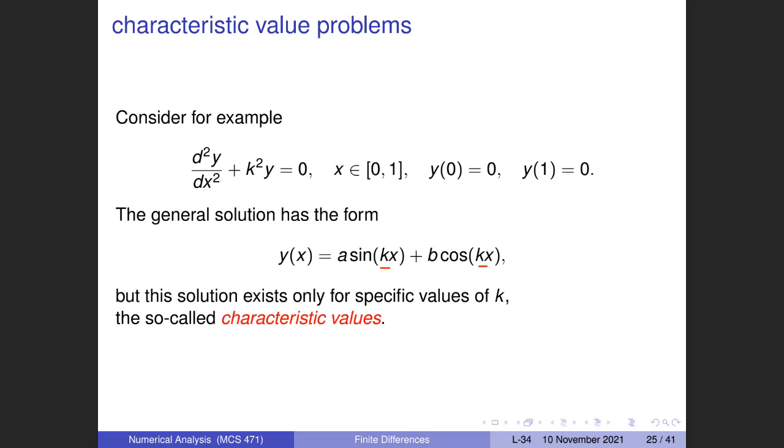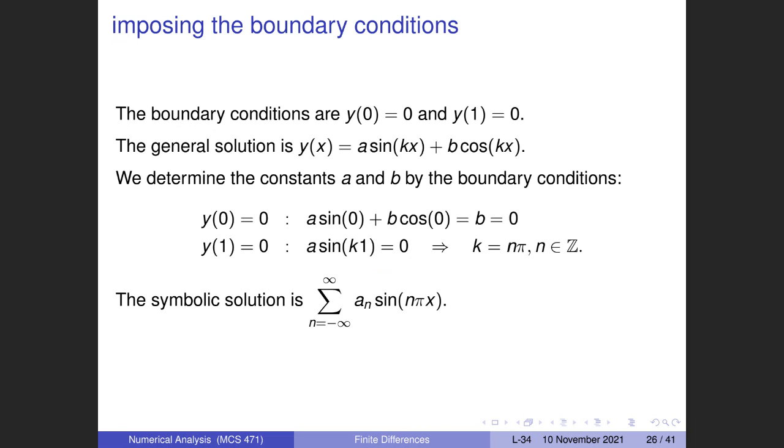So let's solve the problem. Symbolically, we can impose the 2 boundary conditions, and then we see that the cosine drops out. So our solution is a sine function with various frequencies, and the frequencies are multiples of pi.